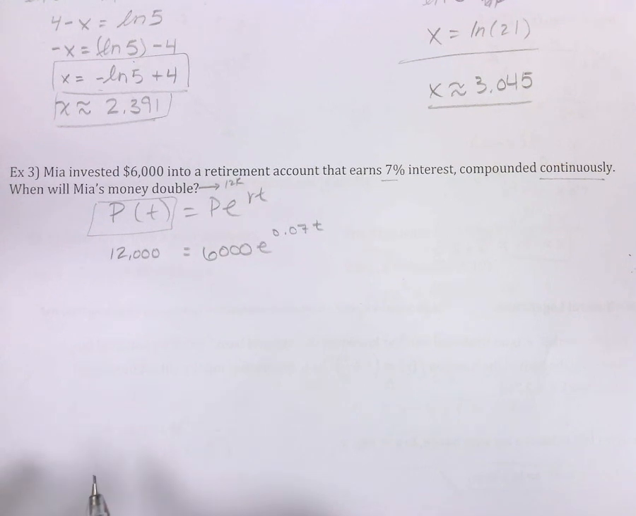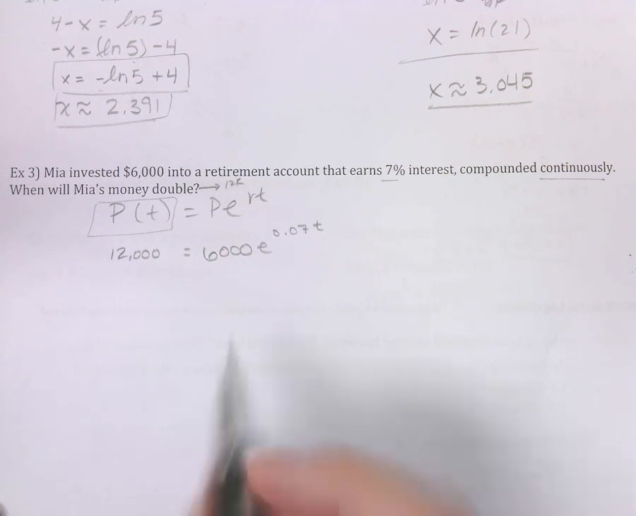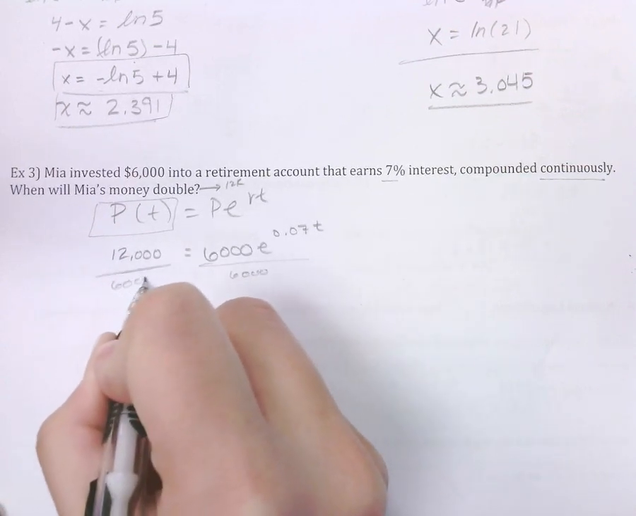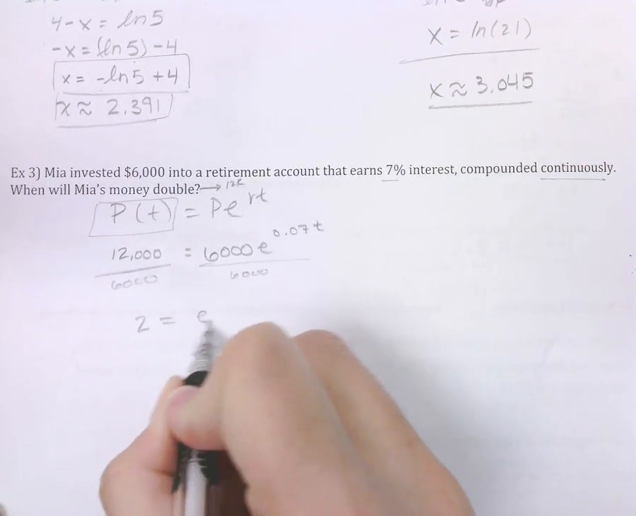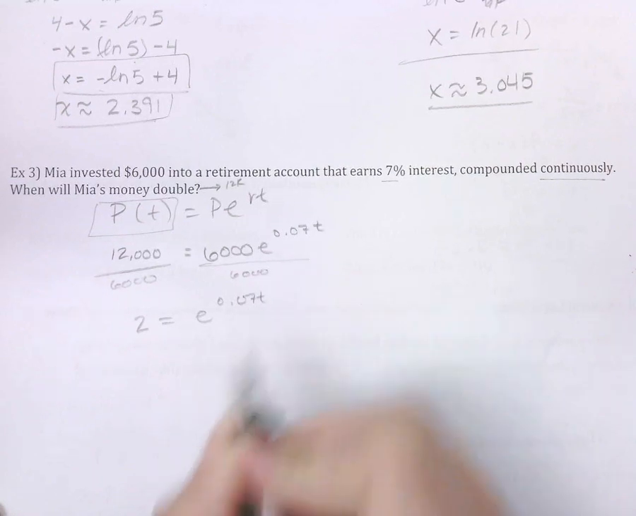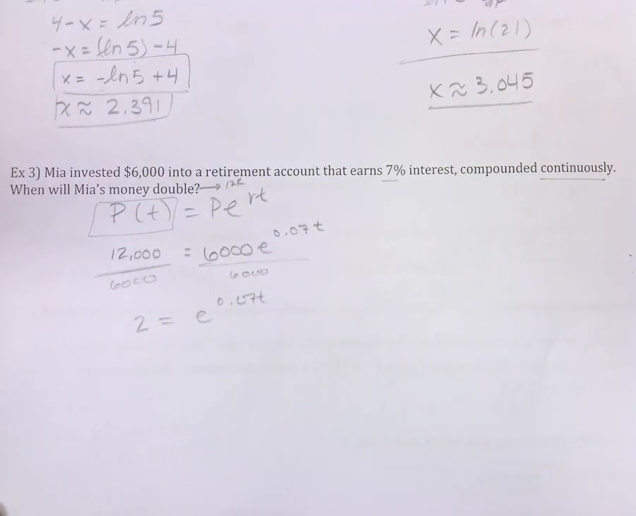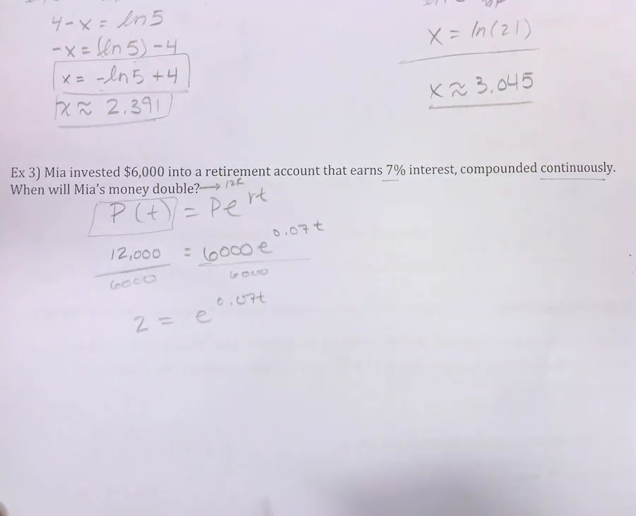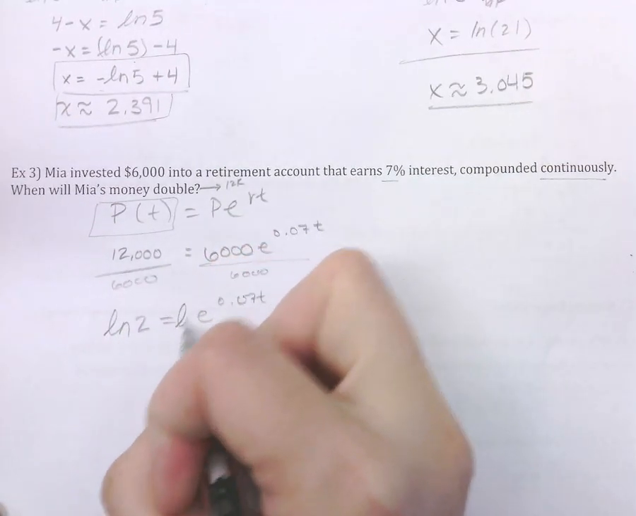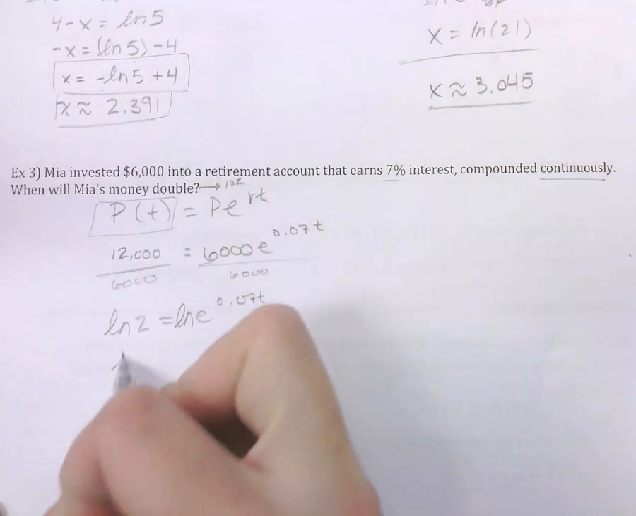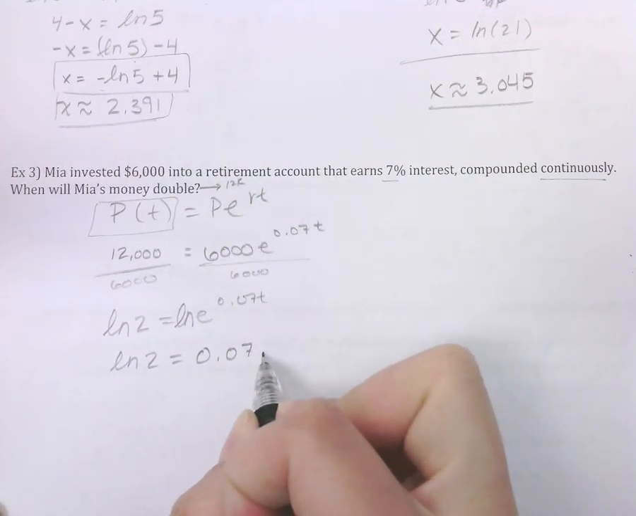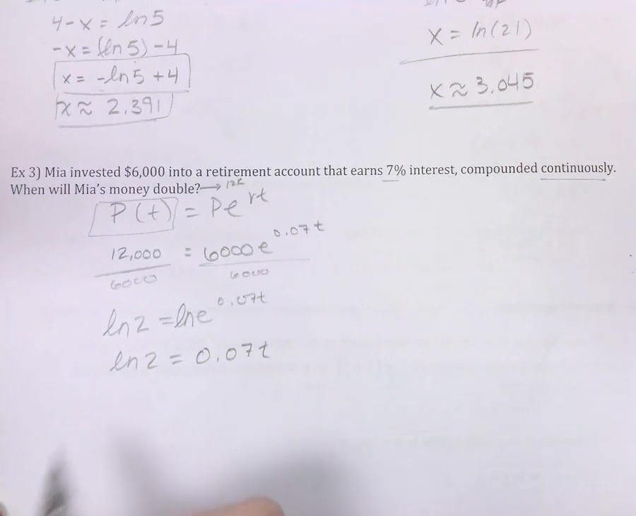First thing you're going to do is divide both sides by 6,000. So, it'd be 2. So we just learned how to solve this. How do we get rid of e? ln. L-N. So natural log of 2 equals 0.07t, because the natural log and the e will cancel.